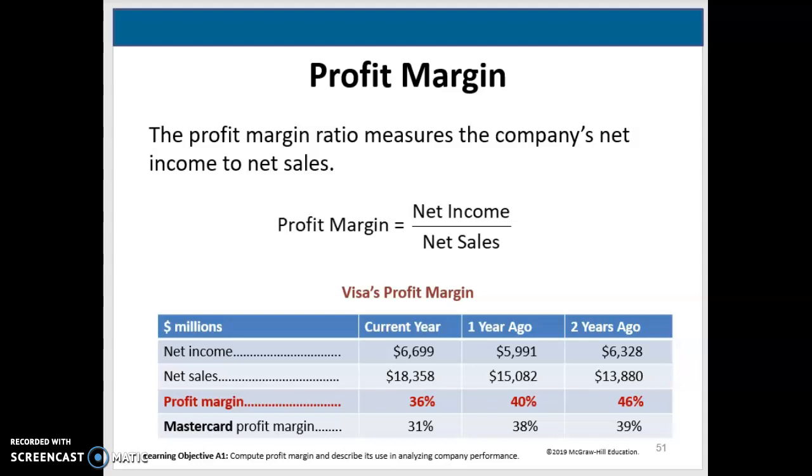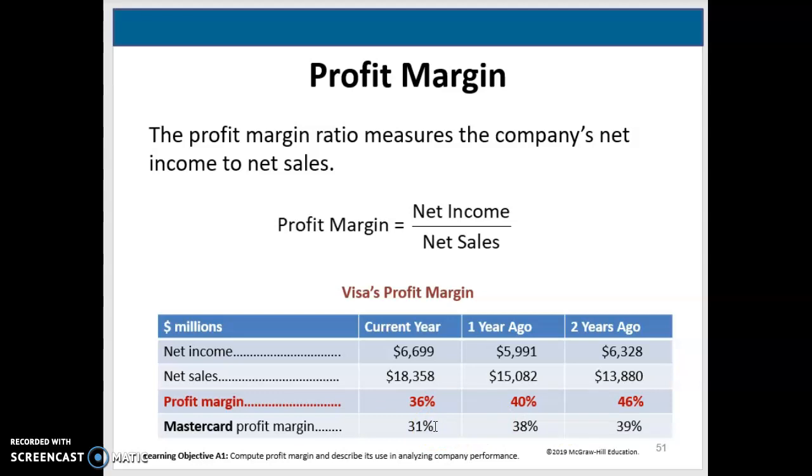So the higher your net income is compared to your sales, the more profit you're making. So we can see that for Visa, they've actually decreased. They went from 46% down to 36%. So they've decreased 10% in 2 years. MasterCard has decreased from 39% to 31%. So they've decreased 8% in 2 years.